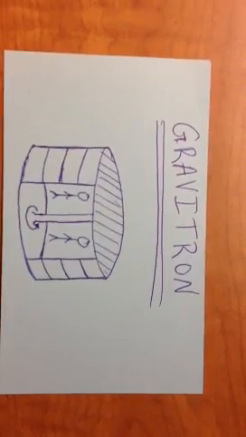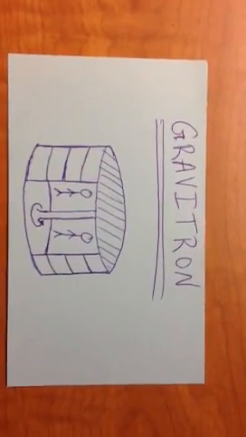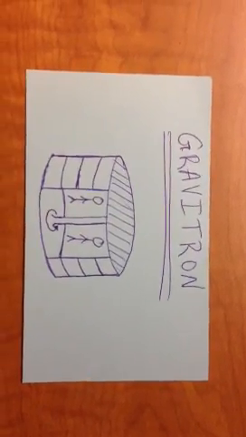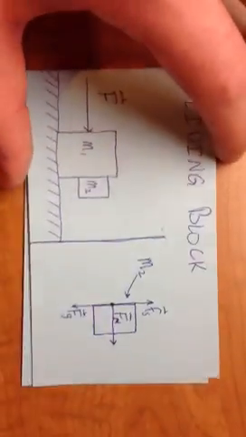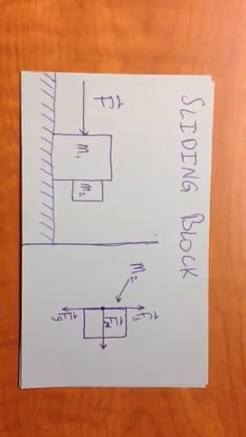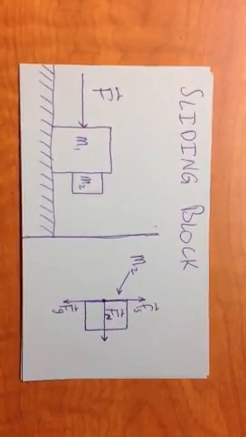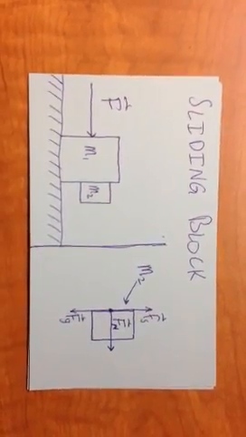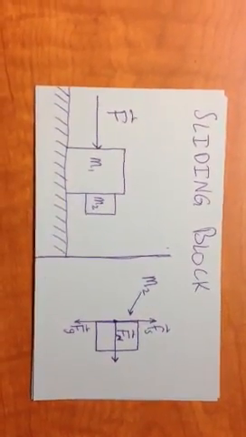Hi, my name is Dan Winter, and I'm going to demonstrate why the carnival ride Gravitron allows a rider to be lifted off the ground working against gravity. I'll start with a simpler example involving two blocks being pushed by a large enough force on M1 so that M2 does not slide down.